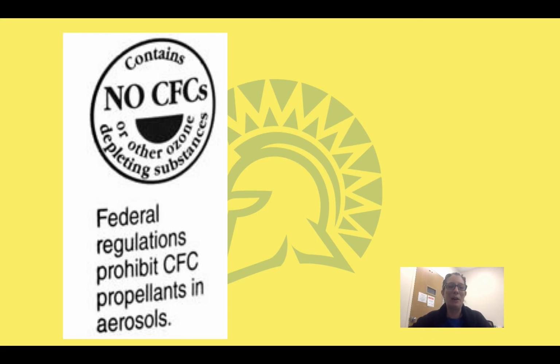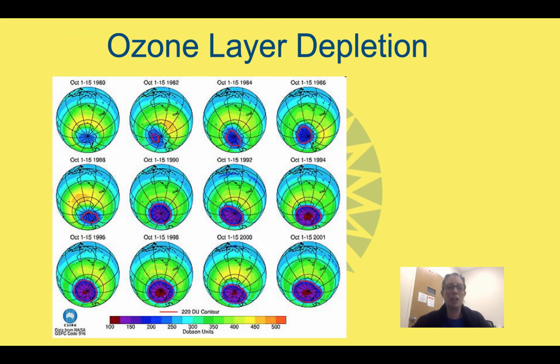But it wasn't more than just hairspray. Propellants and aerosols are one of the things where you found it. Here's some graphing that shows you the ozone hole and how it's changed over time. It peaked here in 1994, 96, and started going down again.